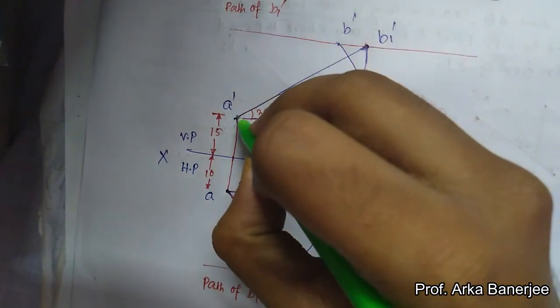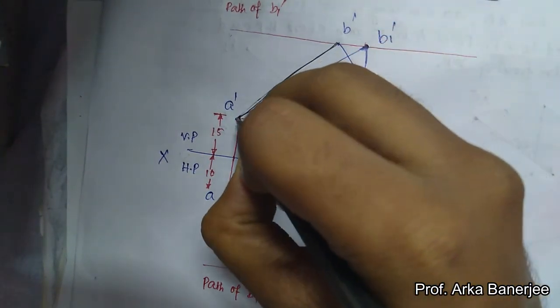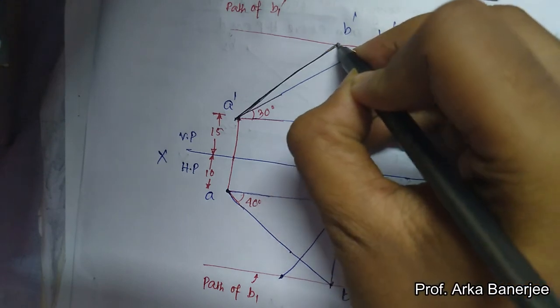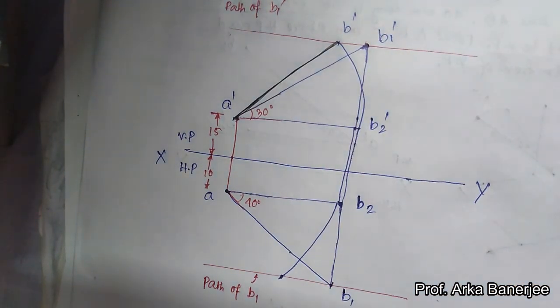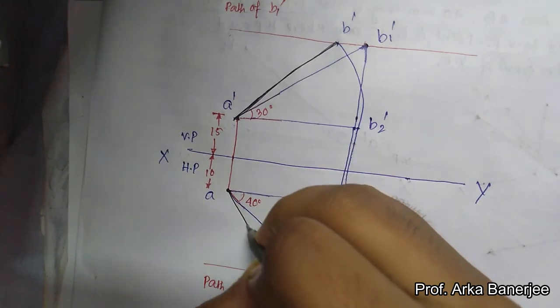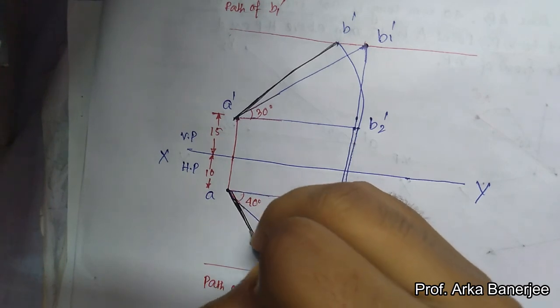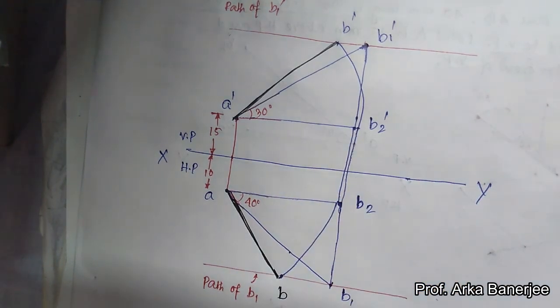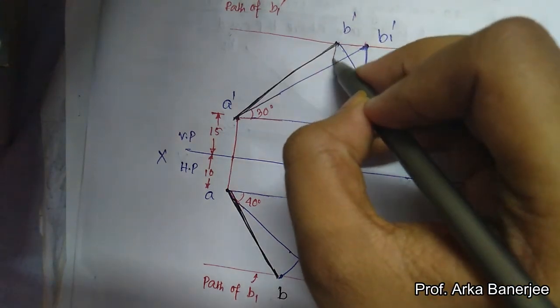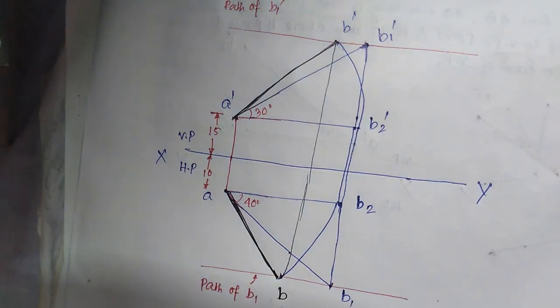Now A and B2, A prime and B prime is the final front view. So draw it with continuous thick line, and this point is B. So join this also. This is the final top view. Join it with continuous thick line. Now you can join B and B prime by a vertical line. So this is the final shape of the projection.